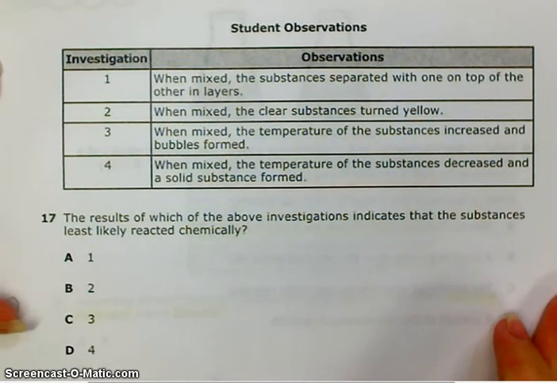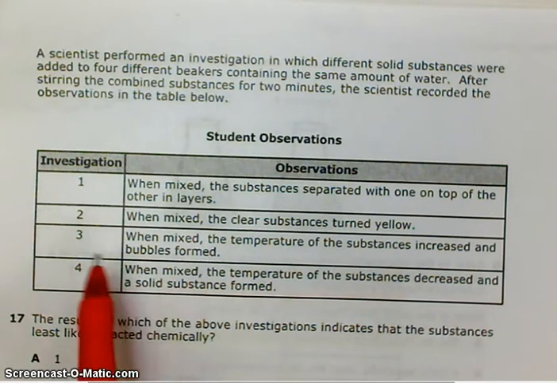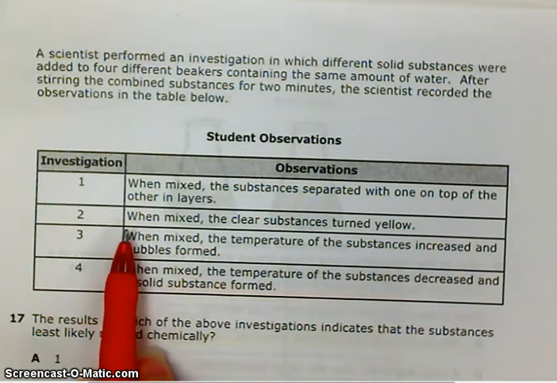A scientist performed an investigation in which different solid substances were added to 4 different beakers containing the same amount of water, and after stirring the combined substances for 2 minutes, the scientist recorded the observations in the table below. In investigation 1, it says when mixed, the substances separated with one on top of the other in layers.